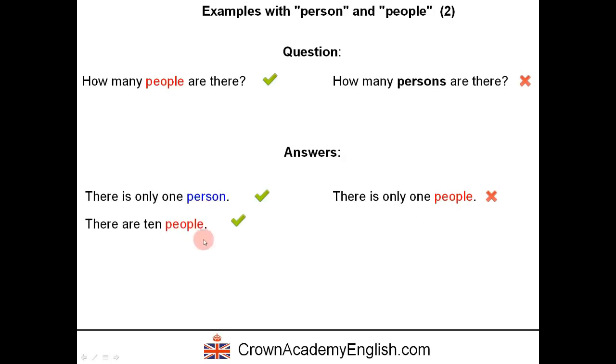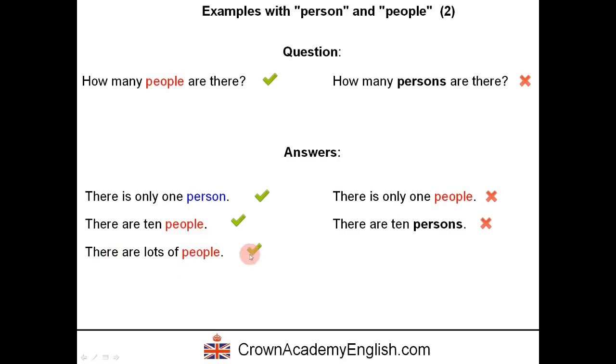There are 10 people. So 10 is plural. It's more than one. So we use the plural form, people. There are 10 persons. This is wrong. This is a very common mistake. This is the mistake that I always hear, using persons in the plural. This is wrong. We never use this. This is the correct one.